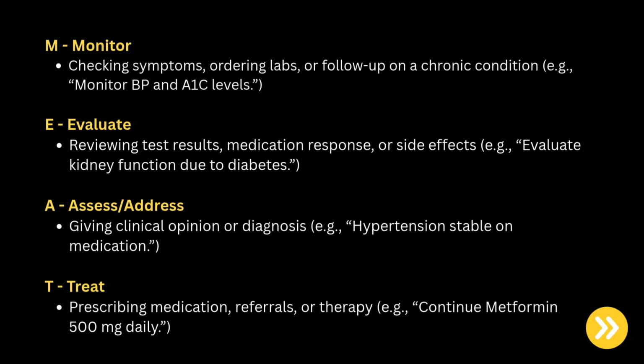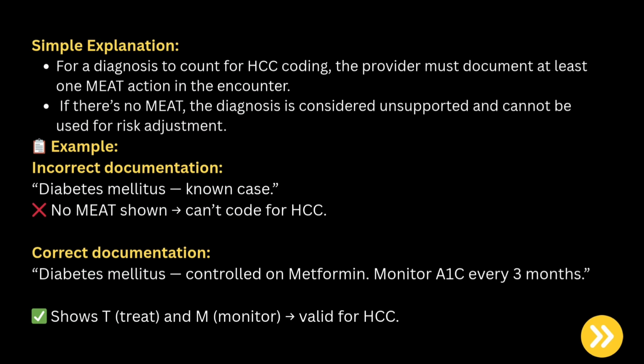So M is for monitor, checking symptoms, ordering labs or follow-up of chronic conditions. E is for evaluate, reviewing the test result, medication response or side effect. A is for assess, giving clinical opinion or diagnosis. T is for treatment, prescribing medication, referrals or therapy. So that is the full form of MEAT: M for monitor, E for evaluate, A for assess and T for treatment.